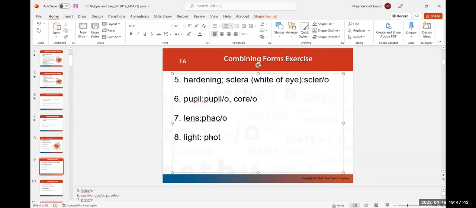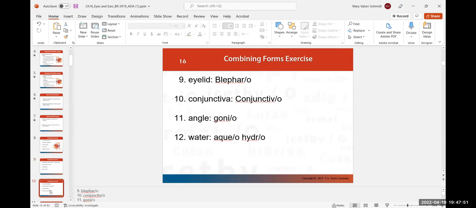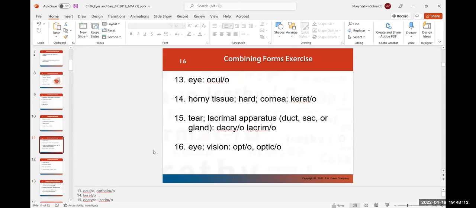And I'll explain more about that later, like photophobia, which means the light hurts my eyes. It's actually painful. And then I did some of these. The eyelid is blepharo. The conjunctiva, conjunctivo. The angle, and that's important because of things like angular glaucoma, acute angle glaucoma, is gonio. And then water, aqueo, like the aqueous humor, or hydro. Both of those terms refer to water. When we talk about the eye, oculo, we talk about the cornea, which is hard tissue, it's kerato.